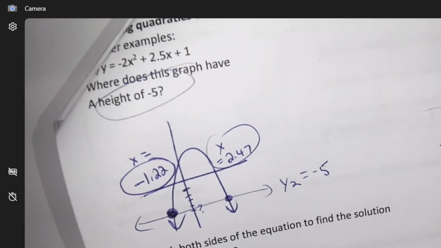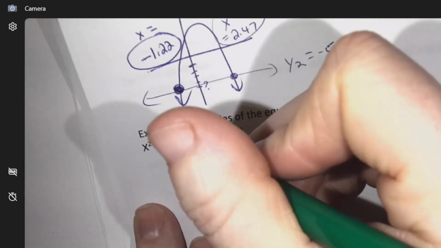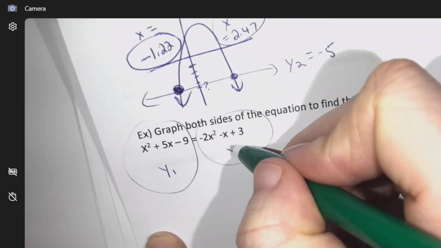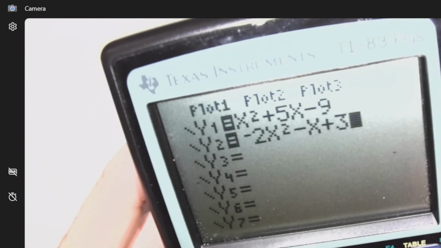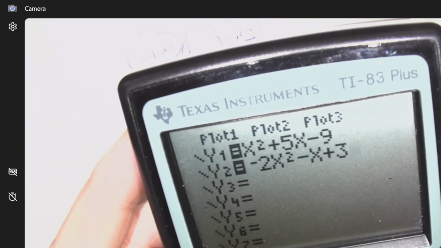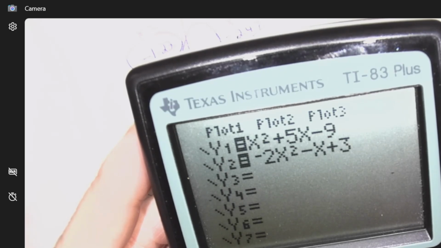Okay, next question says to graph both sides of this equation and get the answer. So what I'm going to do is call this side the first equation, my y1, and this side my y2. So I'm going to have two equations. I'm going to type that in exactly as I see. Okay, so everybody should look like this right now. Y1, Y2, got them in there.